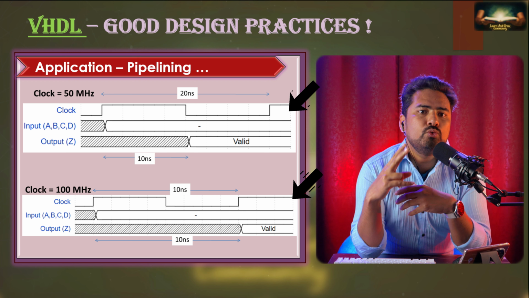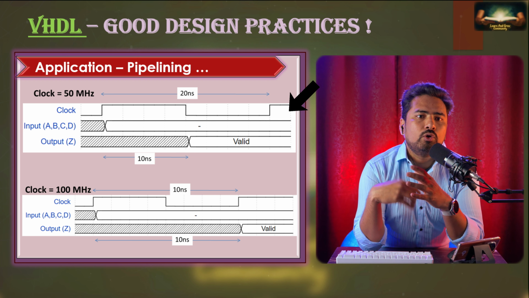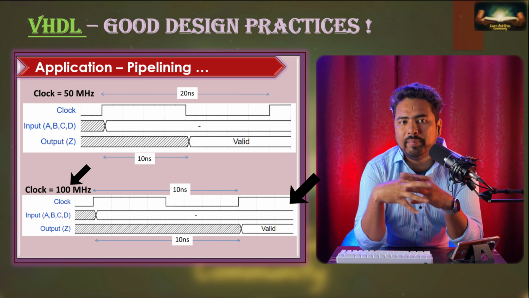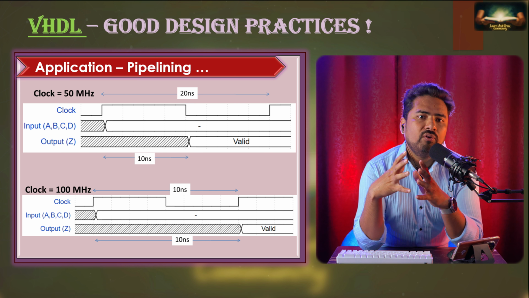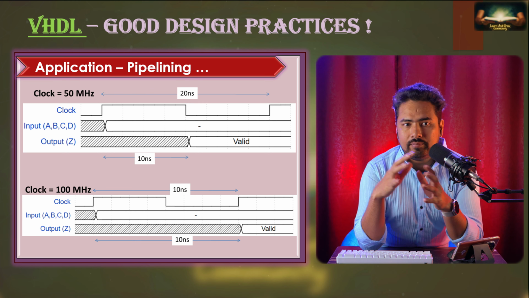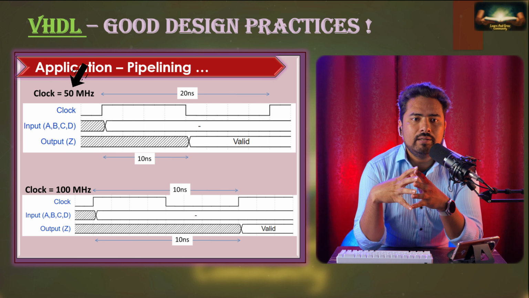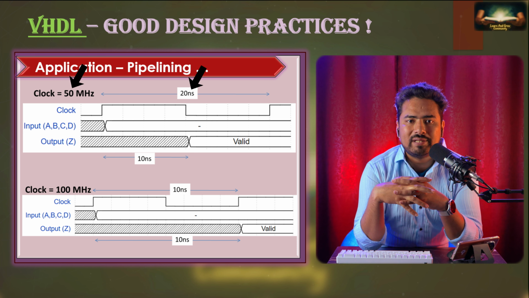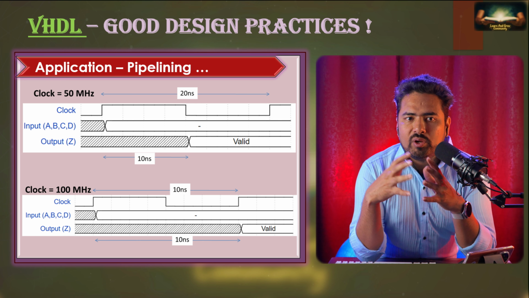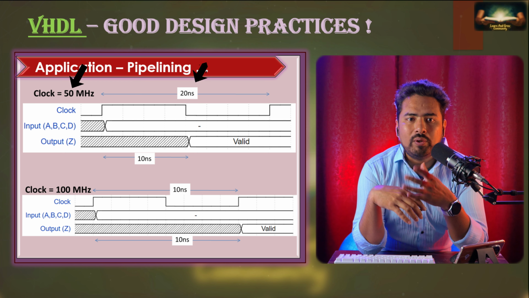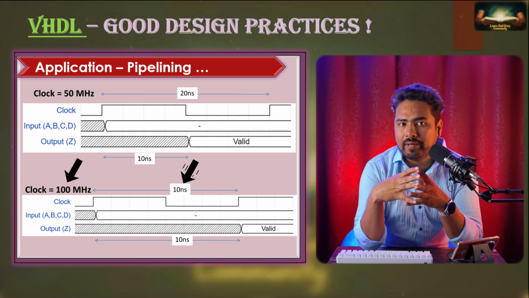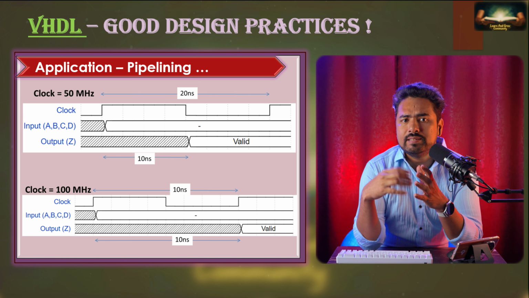So here we have two timing diagrams. The top one has a clock frequency of 50 megahertz and the bottom one has a clock frequency of 100 megahertz. Now in the last slide, we assumed that our propagation delay is 10 nanoseconds for that big combinational circuit. So a 50 megahertz clock has 20 nanoseconds of clock cycle, and a 100 megahertz clock has 10 nanoseconds of clock cycle. It means a 50 megahertz signal will take 20 nanoseconds to complete one cycle and 100 megahertz will take 10 nanoseconds to complete one cycle. This is simple math.